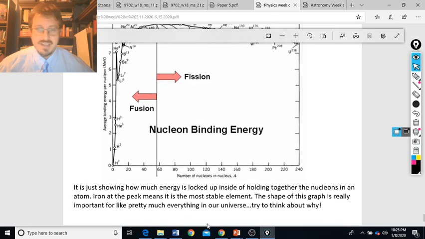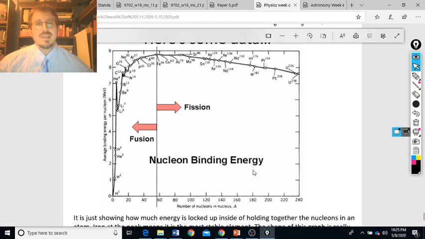In the slides, I say the shape of this graph is really important for pretty much everything in our universe. Try to think about why. And then I thought I should maybe make a video and explain some of these slides. So the shape of this graph is really important. I don't want to give you too much because it's kind of beyond the scope of this course. But let's look at what the slide shows us here.